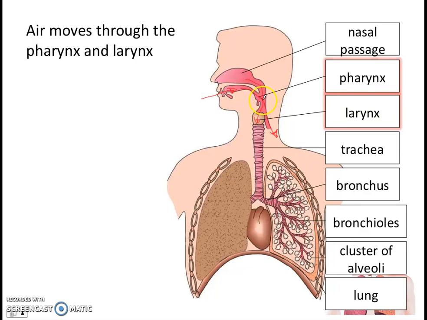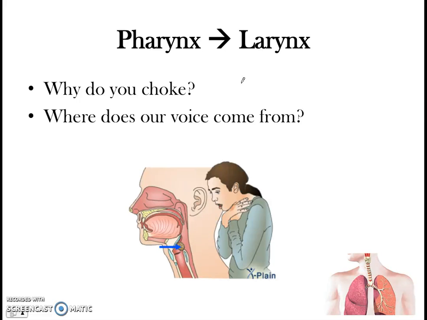Is there any problem there? Can you think of any problem? If you can't think of it, then think of this question. Why do you choke? The reason why we choke is that sometimes food, instead of going down the esophagus, which is here, goes down the windpipe, which is here. So that's why the pharynx is very important. The pharynx ensures that food goes down the esophagus, but air goes down the windpipe. And there are several structures in the pharynx that help do that.